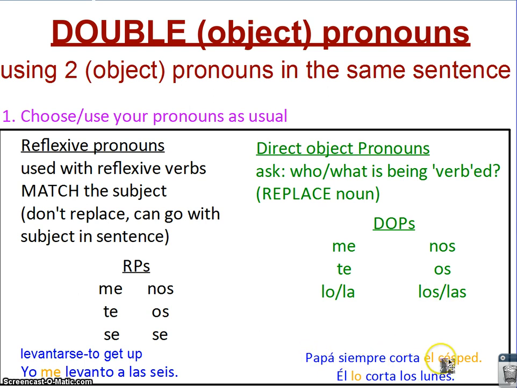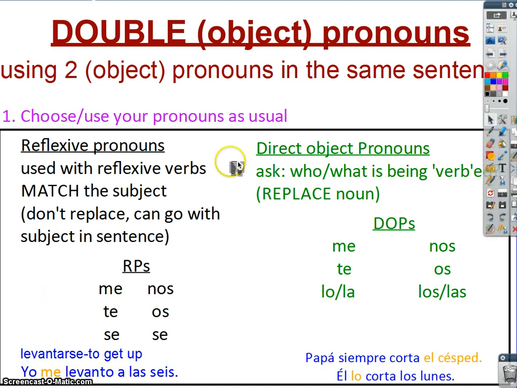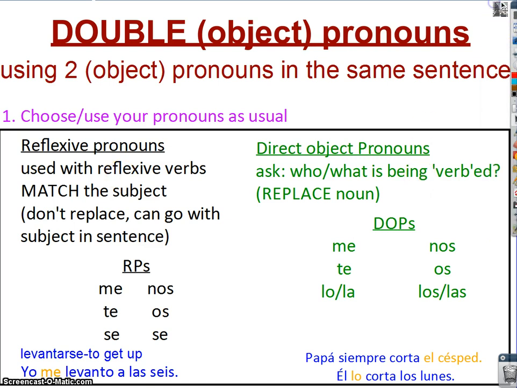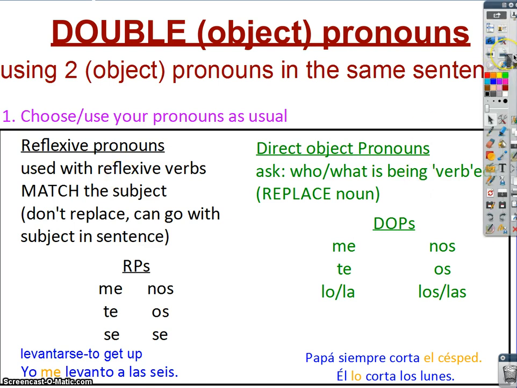Dad always cuts the grass. Who or what's being cut? The grass. So I would replace el césped, singular masculine, referring to it, with lo. Él lo corta los lunes. He cuts it on Mondays. So here's one of your options for two pronouns together in the same sentence, reflexive and direct. If I'm going too quickly, feel free to pause and press play as needed. Let's go to our next couple of pronouns you might end up with.